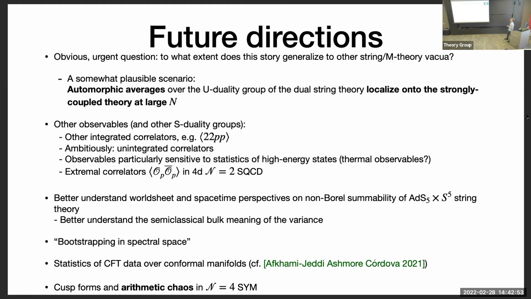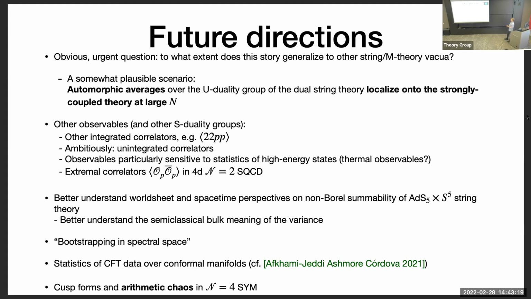So sorry for going quite a bit over time, but I'll just conclude with some future directions. At the topmost, the most urgent of which is to understand to what extent this story could generalize to other string or M theory vacua. We'd love to have more data by looking at other observables and other S-duality groups. And from the bulk, it's clear, I think, that we need to better understand the bulk perspectives on both the non-Borel summability of AdS5 string theory and the semi-classical meaning of the variance.